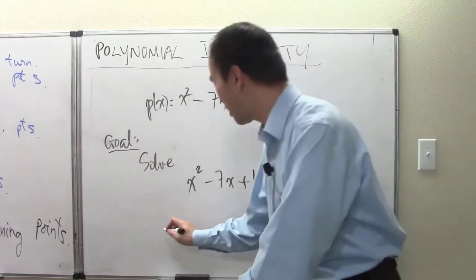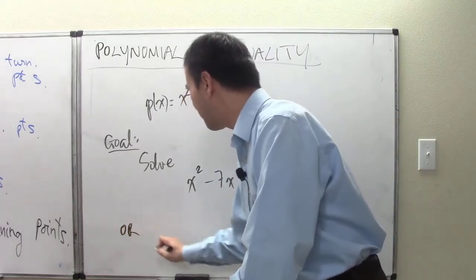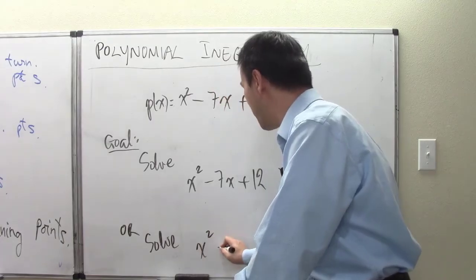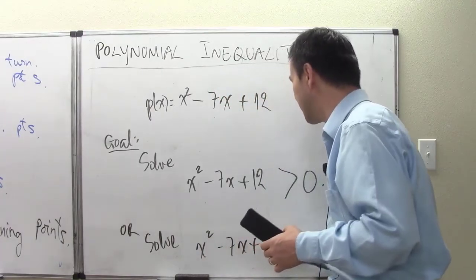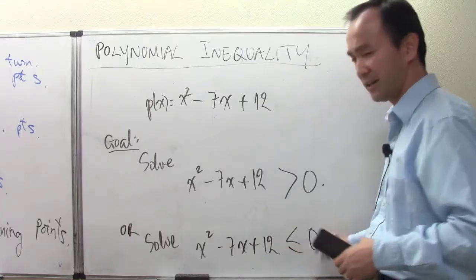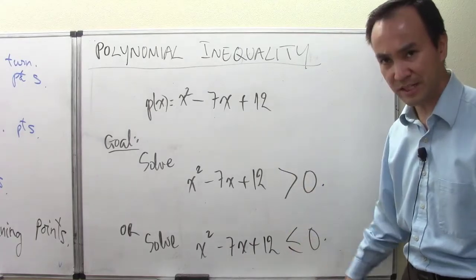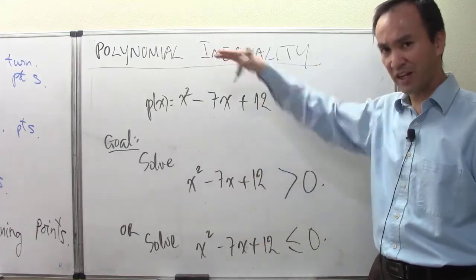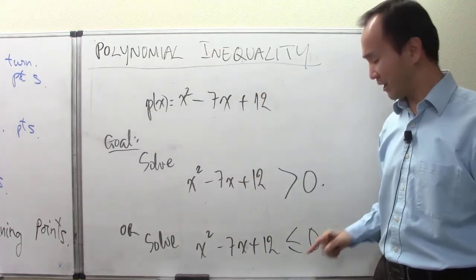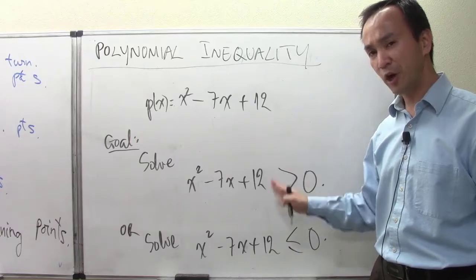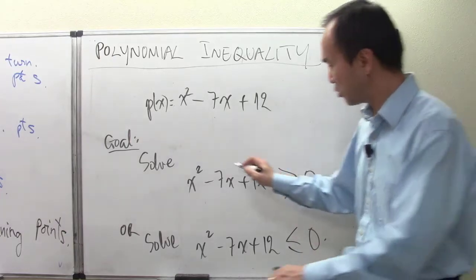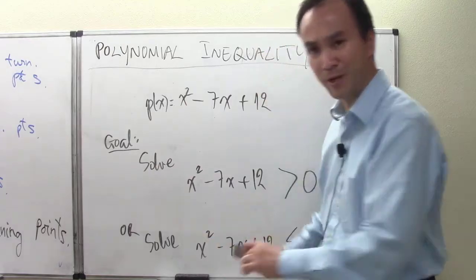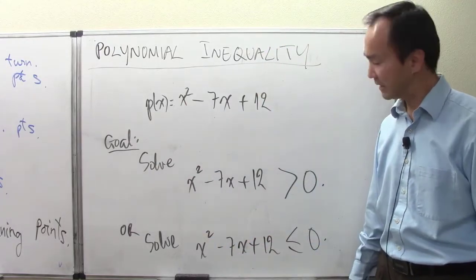Or we want to solve for x squared minus 7x plus 12 to be less than or equal to 0. And then there could be an equal sign coming along with these inequality symbols like that. So that's what it means when we are working on a polynomial inequality. What we are solving here is a polynomial inequality. Why is that? Because once we have put all terms on one side right here, it is a polynomial.